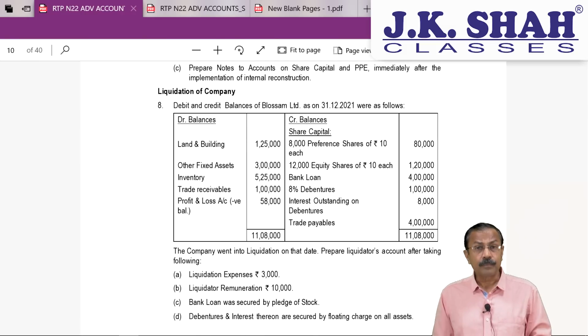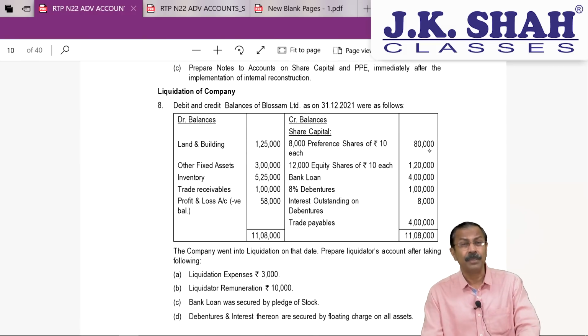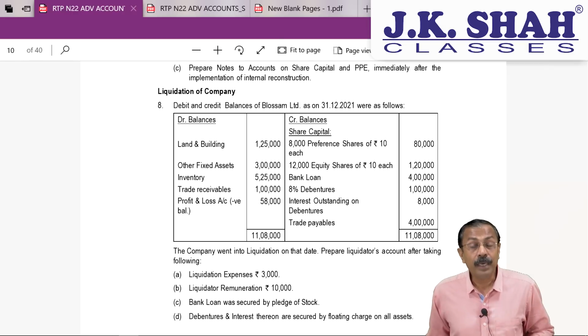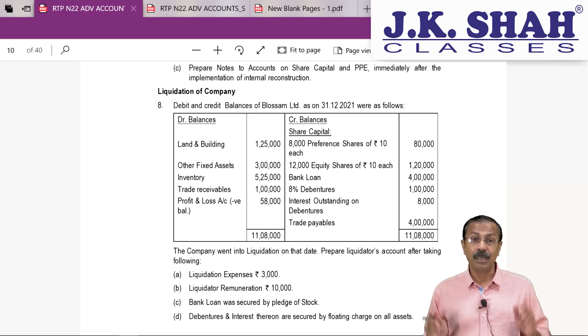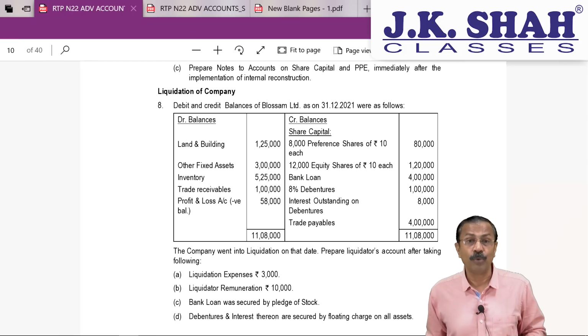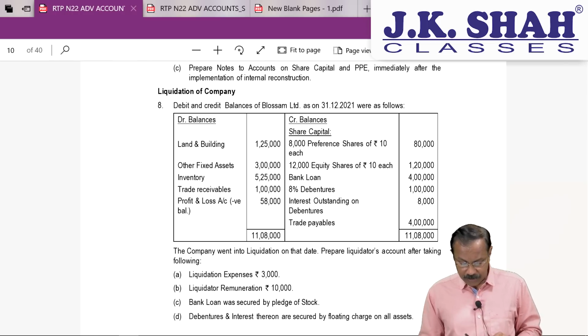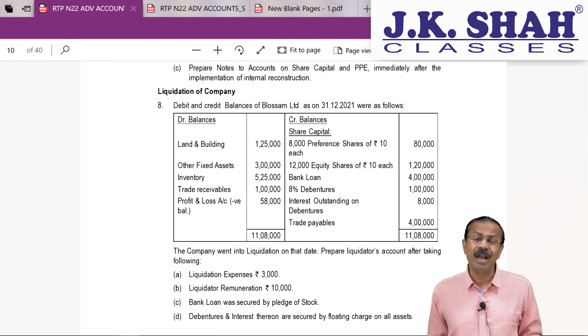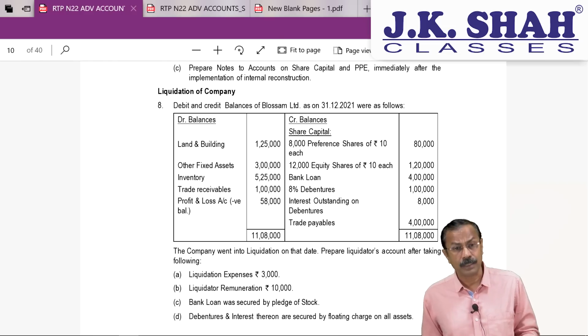Okay. So, that was your internal reconstruction, a simple chapter again. Liquidation of company. Next chapter, liquidation means closing down of a company, winding up of a company. Like dissolution of firm, this is liquidation. Debit and credit balances of Blossom Limited as on 31st December 21 were as follows. Instead of giving you the balance sheet, it's like they're giving you a trial balance, debit and credit balances.